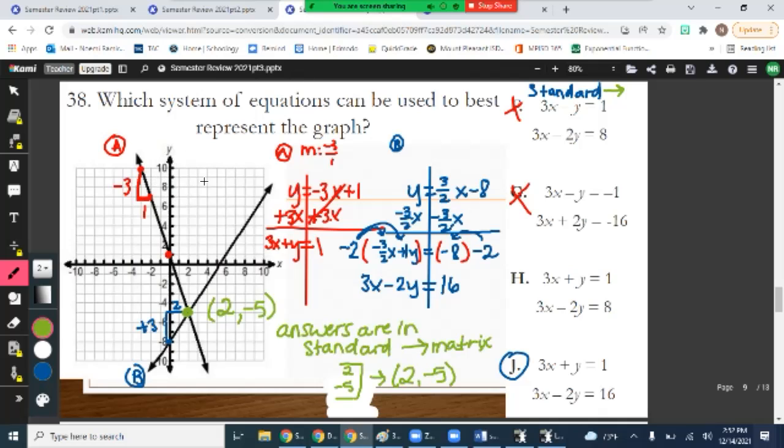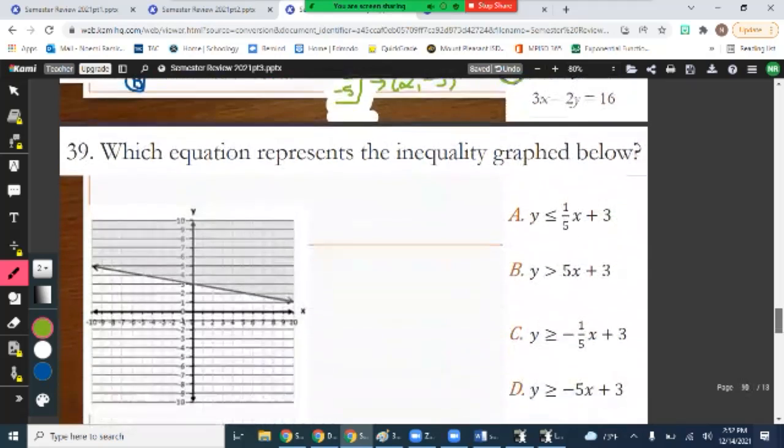The reason I said it was easier but longer is that you have to type this in over and over and over again until you get all the way down to J. J is the one that's going to give you that (2, -5). But it is easier if you know how to do matrix, if that's what you learned how to do. Got it? All right, 39.